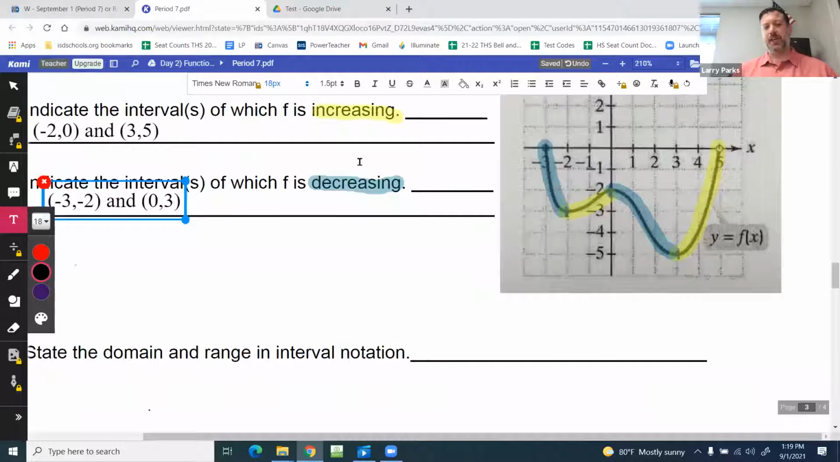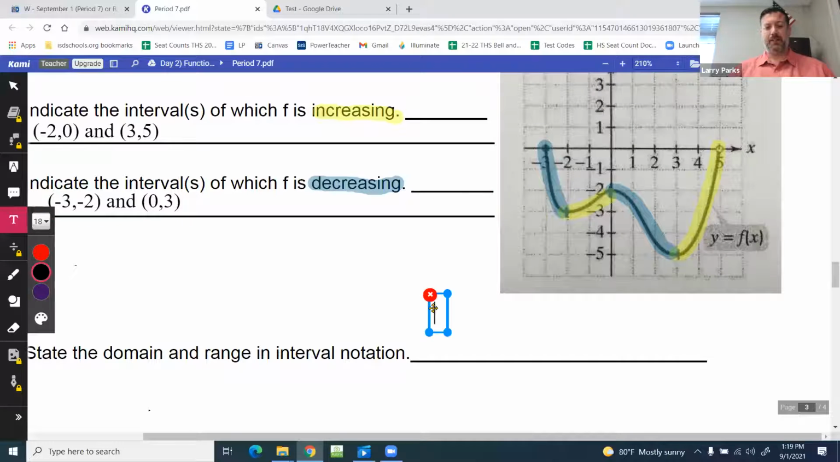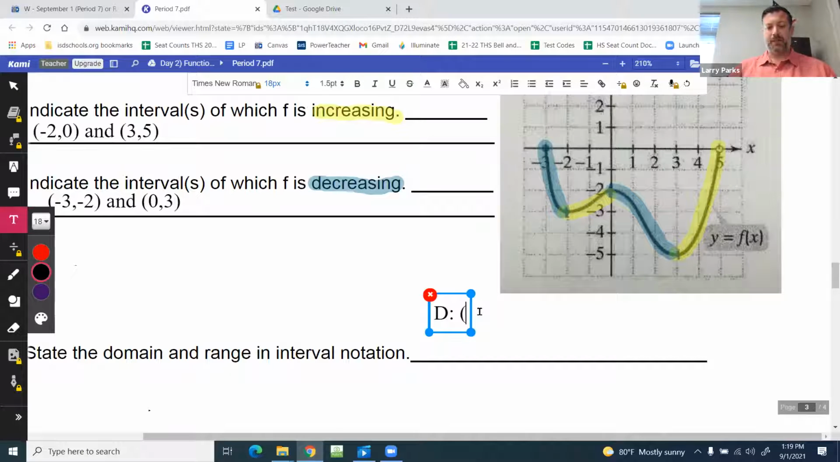Now state the domain and range in interval notation. Domain, because it has a filled circle here, that means that it includes -3. Here, that's an open circle. That means it does not include 5. So all the allowable x values, we would say from -3 to 5. So the domain is from -3 to 5. And since this is filled in, we include that. So the way we say we include it is we use a bracket.